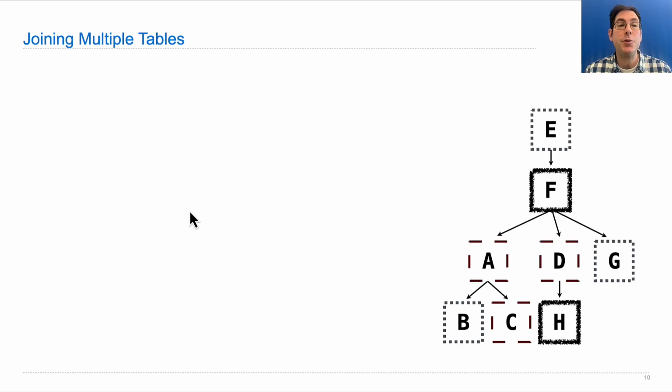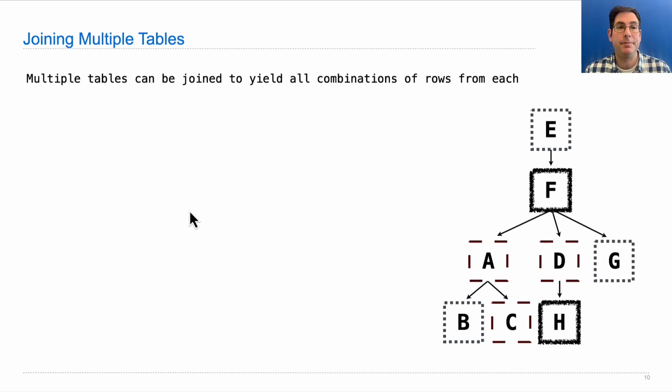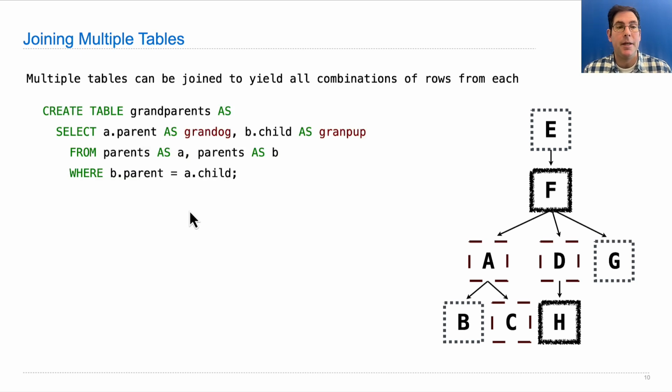It is possible to join more than 2 tables together. That will yield all combinations of a row from each table. Here's an example. If I already have the grandparents table, which I get by saying A.parent, B.child from a join of the 2 tables where B.parent equals A.child, and then I give those new columns names like granddog and grandpup. This joins just 2 tables.